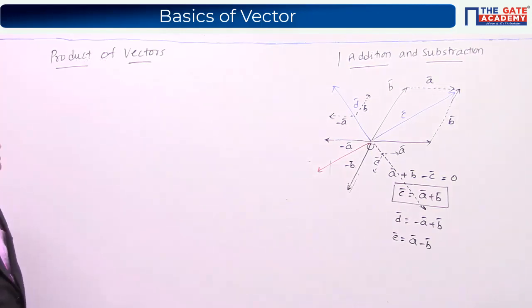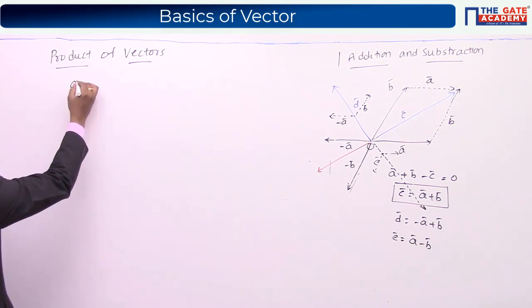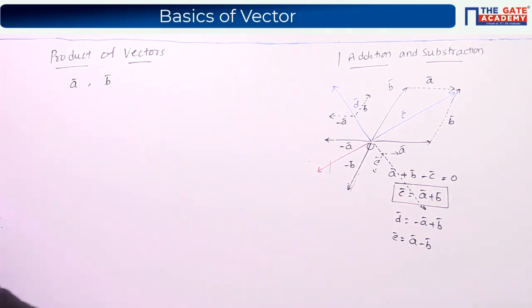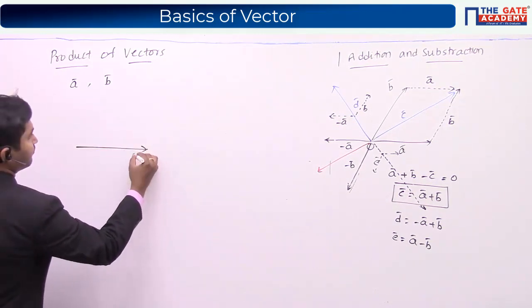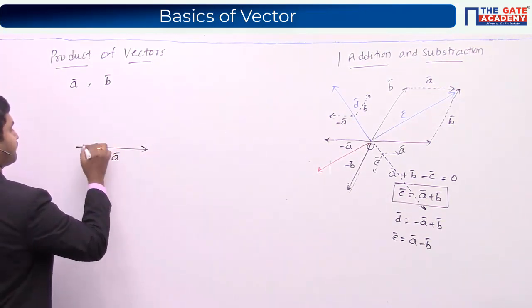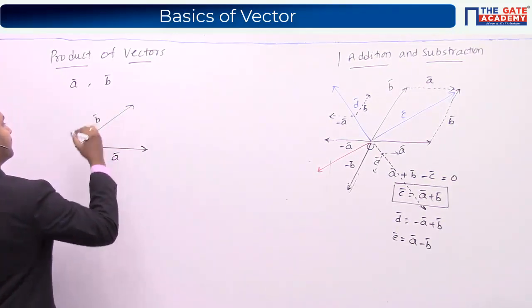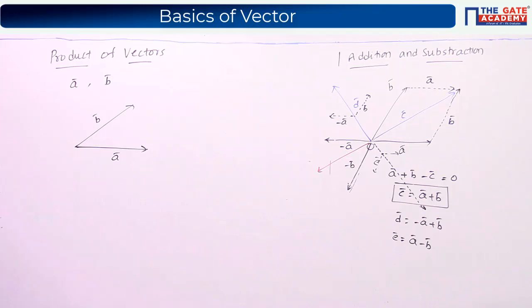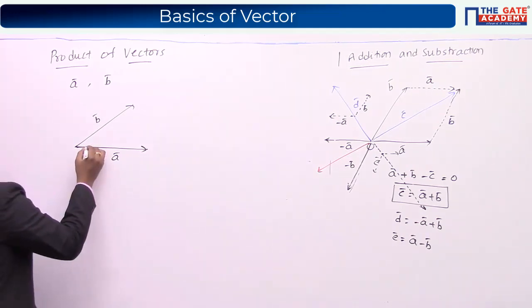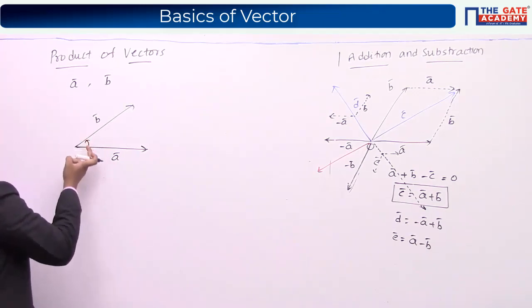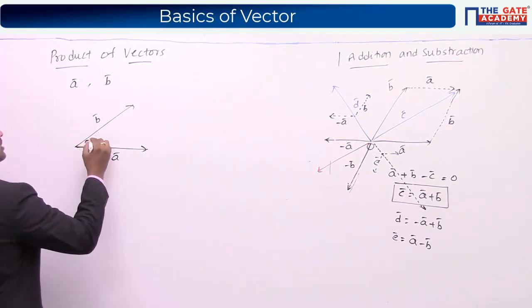Product of the vectors. So let me consider that there are two vectors, A bar and B bar. Right? And let us say that there is an angle theta when I'm moving from A to B. When I'm moving from A to B, I'm making an angle called theta.